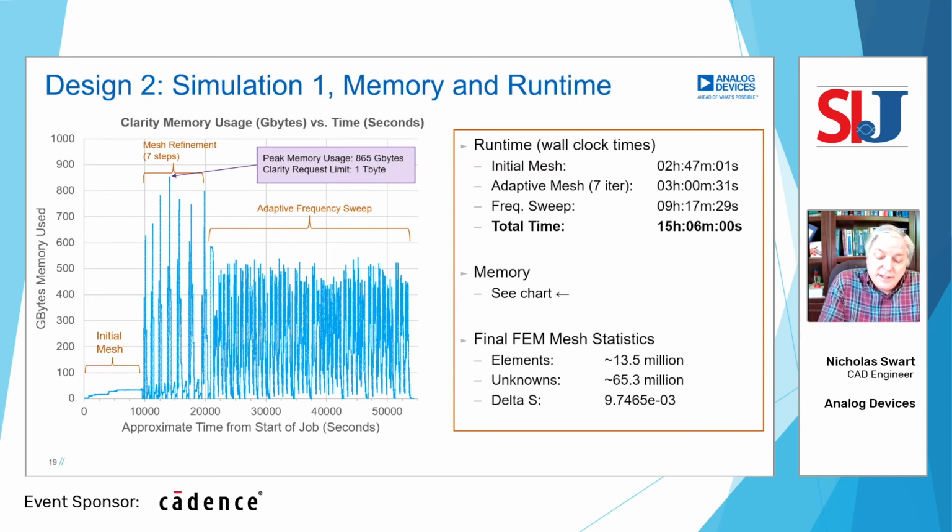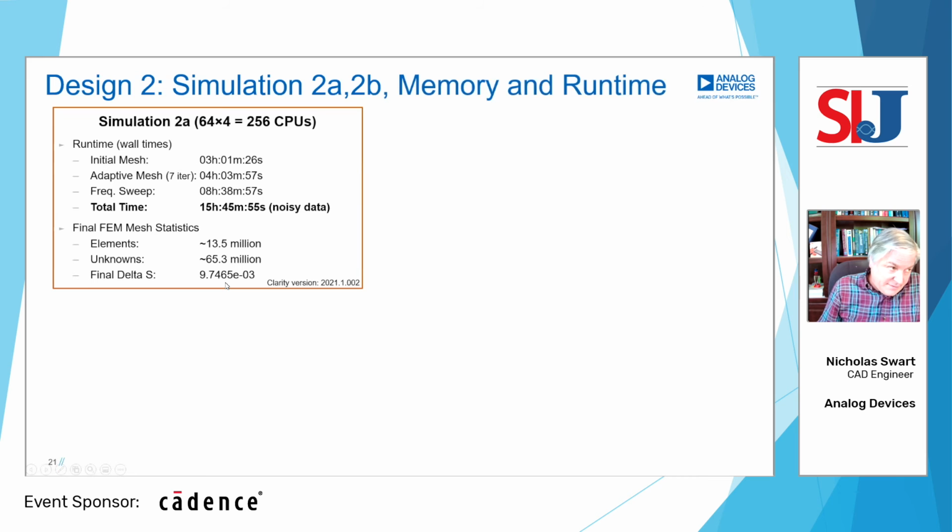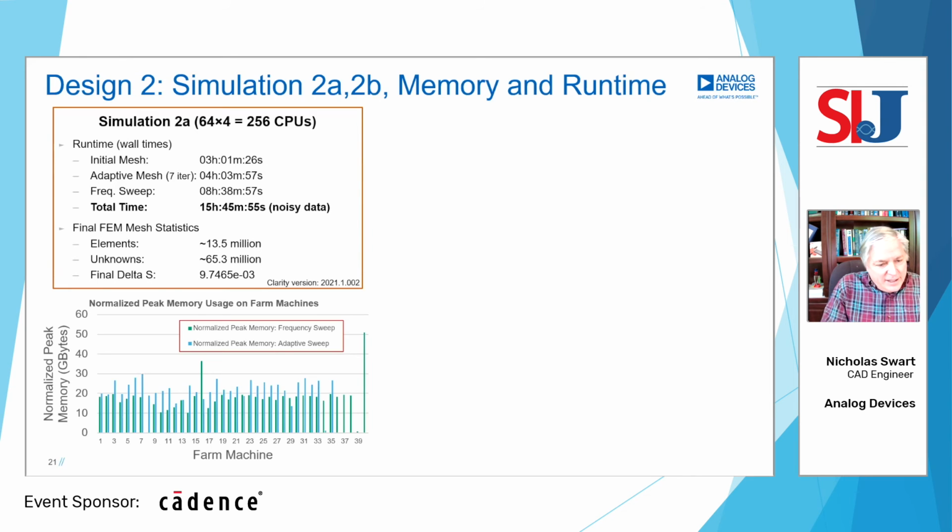Despite the fact it was running on the farm, I want to just point this out. You'll see here 9.7465. So even though Clarity took this job and distributed it over the farm, it essentially replicated its results exactly, which in and of itself is very, very useful. If you're rerunning a simulation, designers tend not to want to get different simulation results, even if they're a little bit different. So if you rerun the next day and you use 128 CPUs, you get the same result, which is very good. And then let's look at the memory usage.